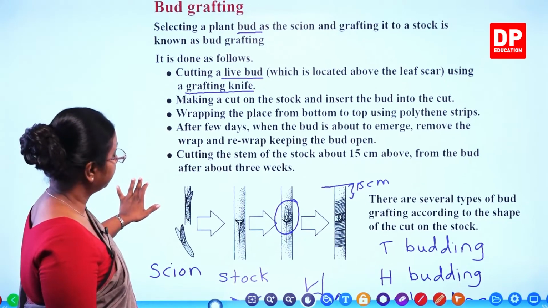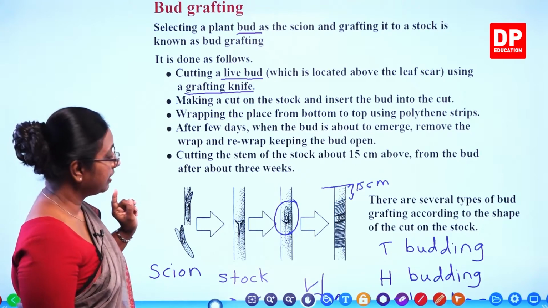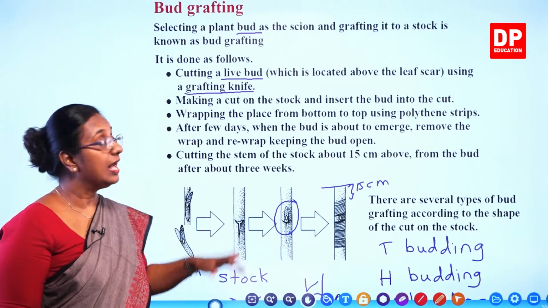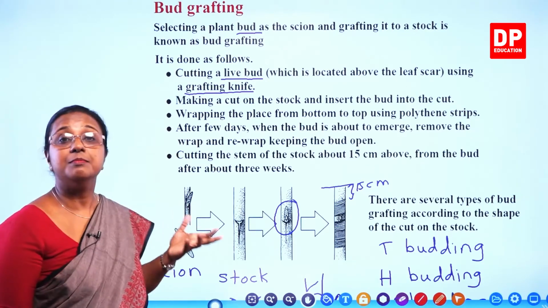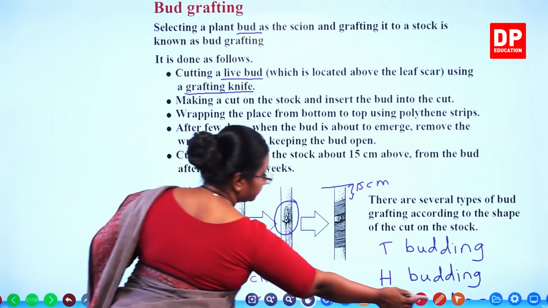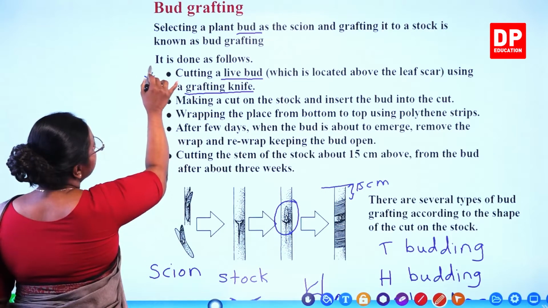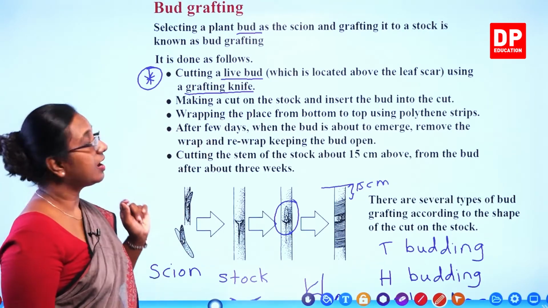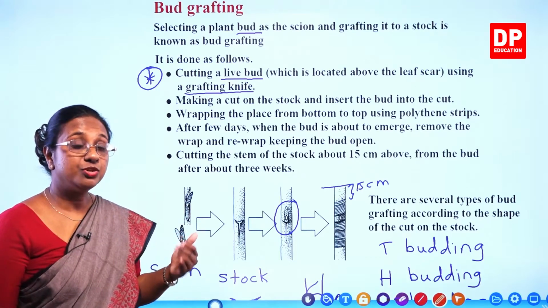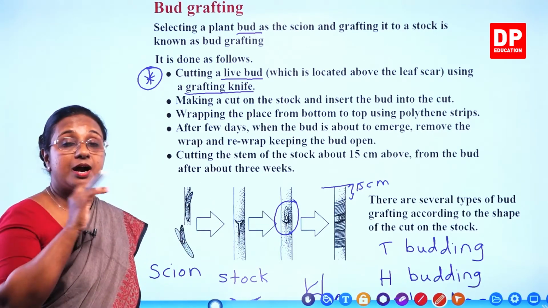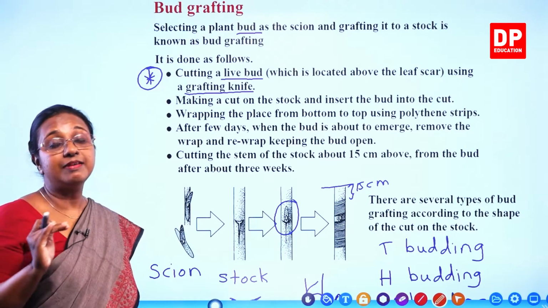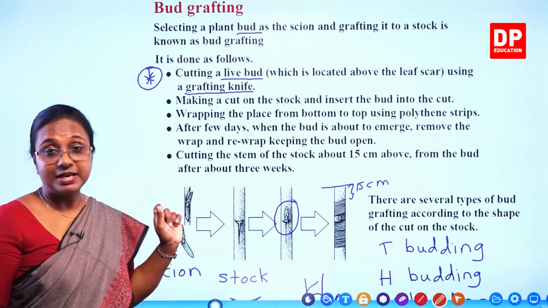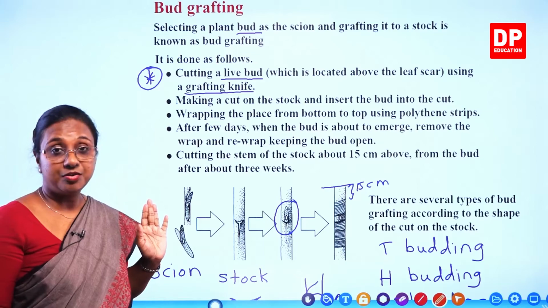This is bud grafting. So we have seen that bud grafting method. Stalk is the plant with the root, or plant that is rooted to the soil, and here the scion is going to be a bud. And very important, it has to be a live bud which is located above the leaf scar. Using a grafting knife we have to cut it. As I told you all, a grafting knife is usually a sharp blade knife with a curve at the tip. So that is used specifically for budding purposes. Is that clear to you all?